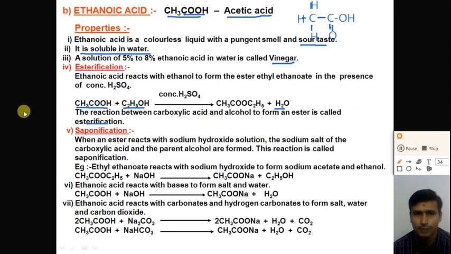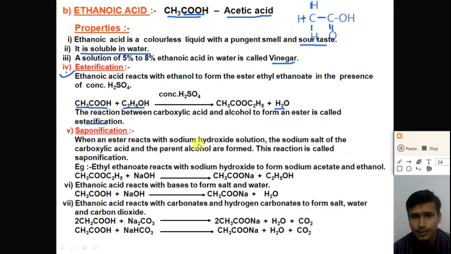So understand what esterification means. Esterification is the reaction between a carboxylic acid and an alcohol to form an ester. This point is very important, as it will be asked in your examination: what do you mean by esterification? Explain esterification with the help of the reaction.